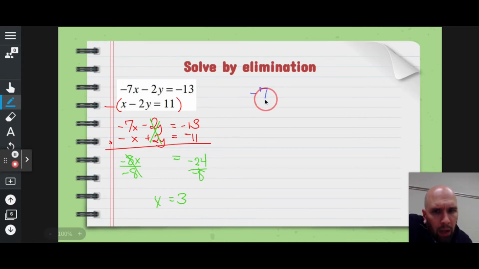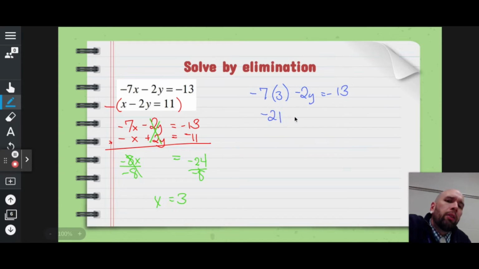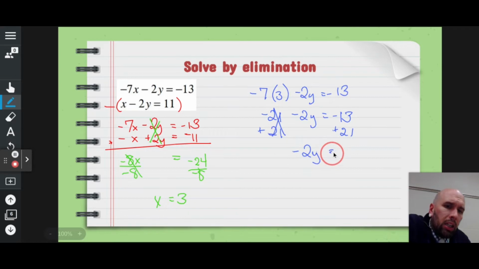So negative 7 times x, well, I just found out that x is 3. So negative 7 times 3 minus 2y equals negative 13. Multiply those two together, I get negative 21 minus 2y equals negative 13. Add 21 to both sides, and that brings down negative 2y equals 8. Divide by negative 2, divide by negative 2, y equals negative 4.